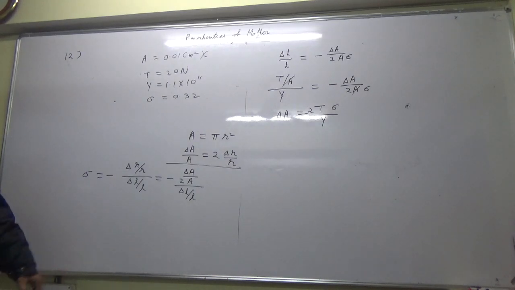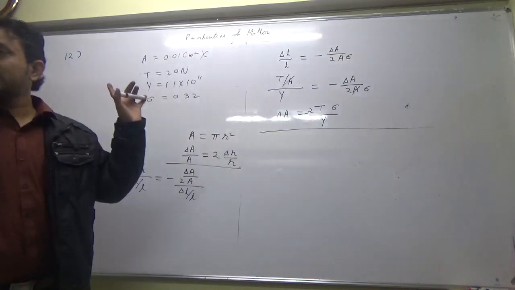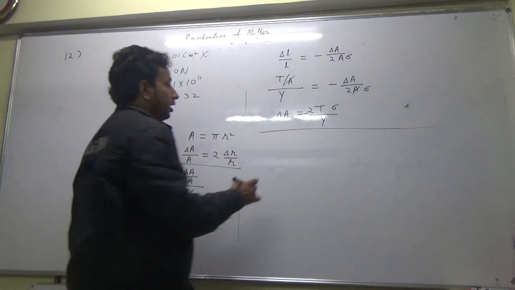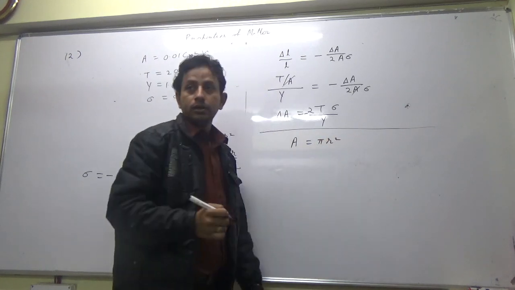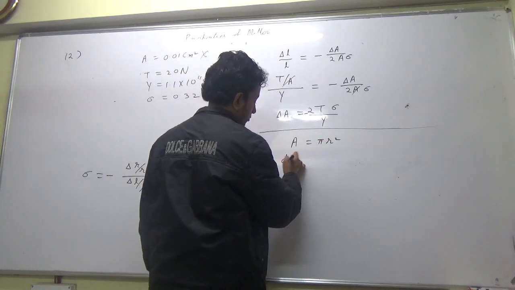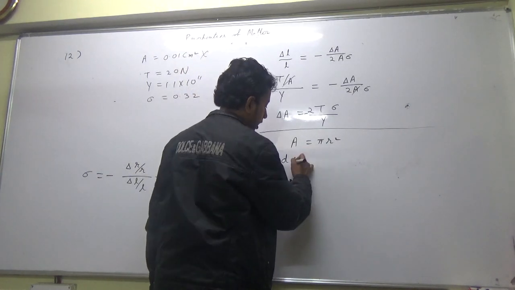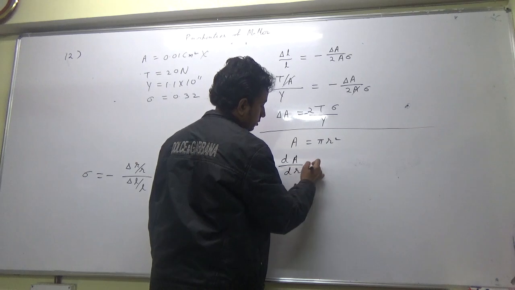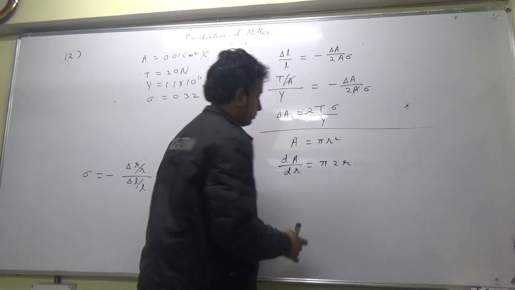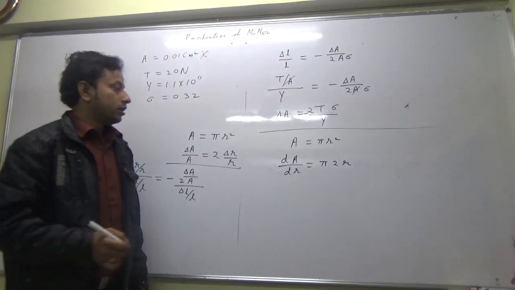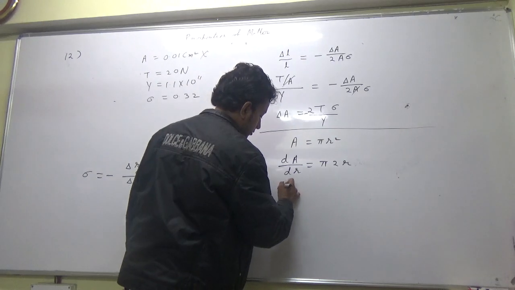How did this happen? Look, those who have been attending class from before will know. I told you in the beginning how this is done. If A is pi r square, differentiate this with respect to r; you can differentiate with respect to anything. What will you get? This. Now divide del A by A and take dr on the other side.